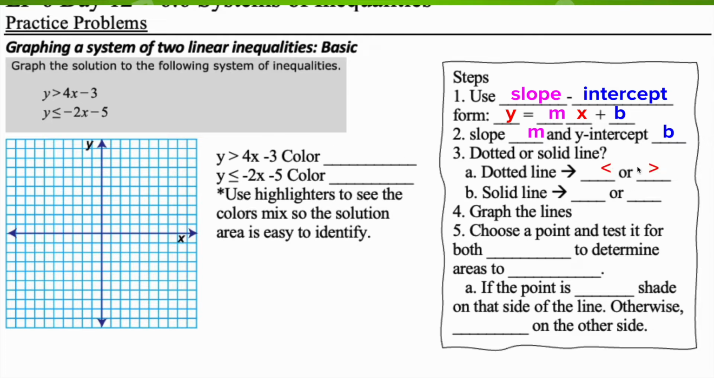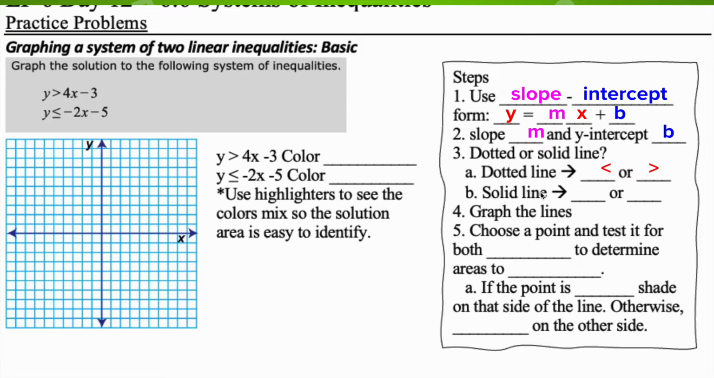So if we have just less than or greater than, it's a dotted line. And what this means is it's not actually part of the solution. It's kind of like a starting point. So it can be either above or below a certain point on that line, but it can't be on the line itself. It's just a starting point.